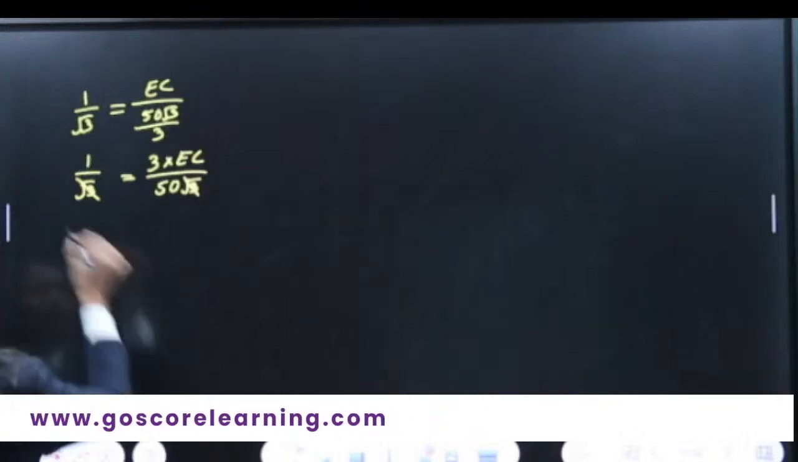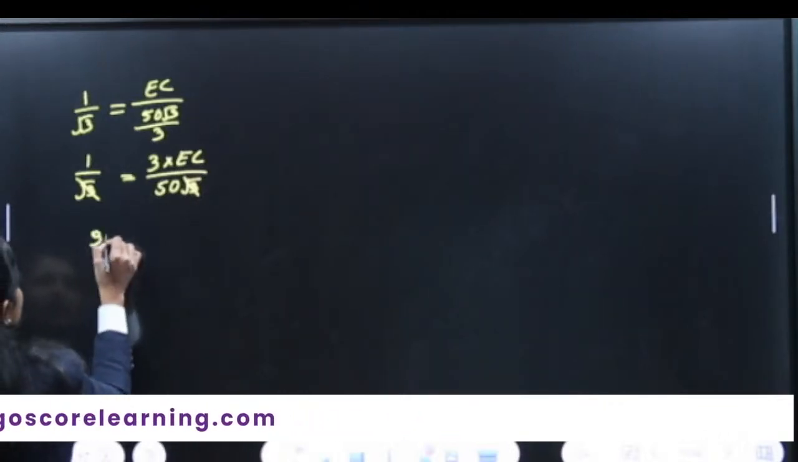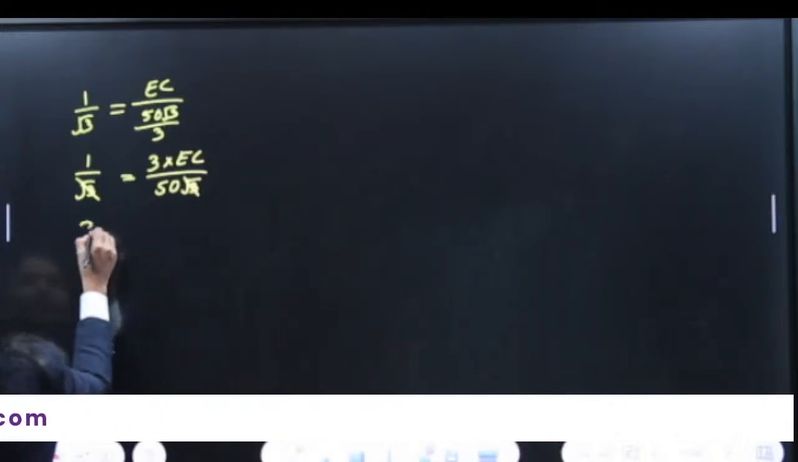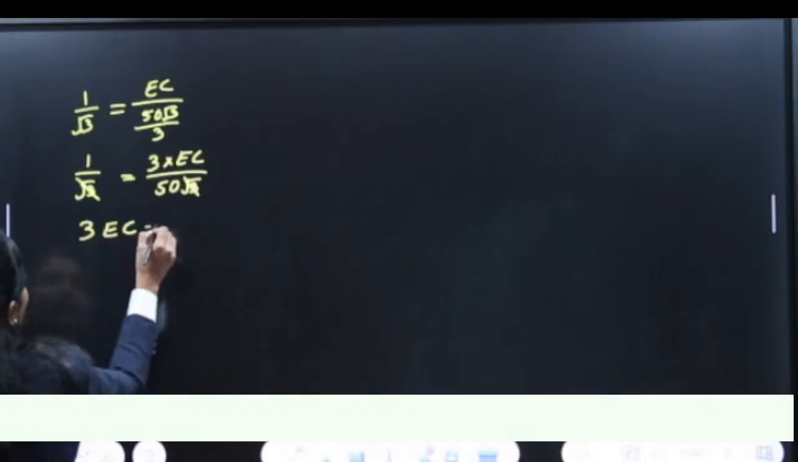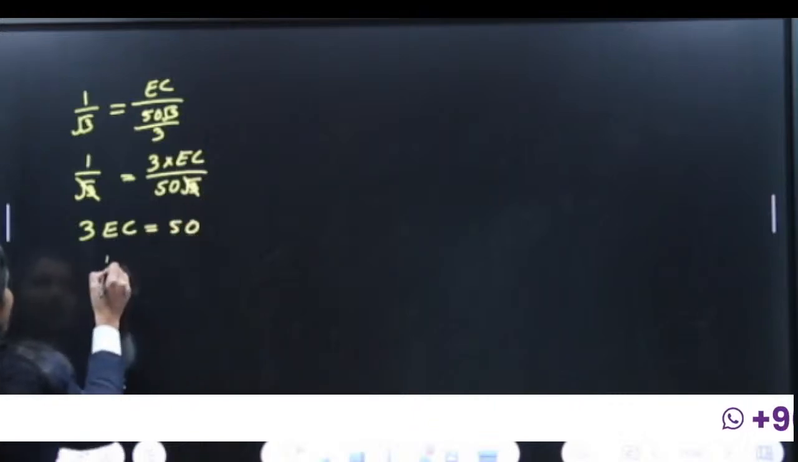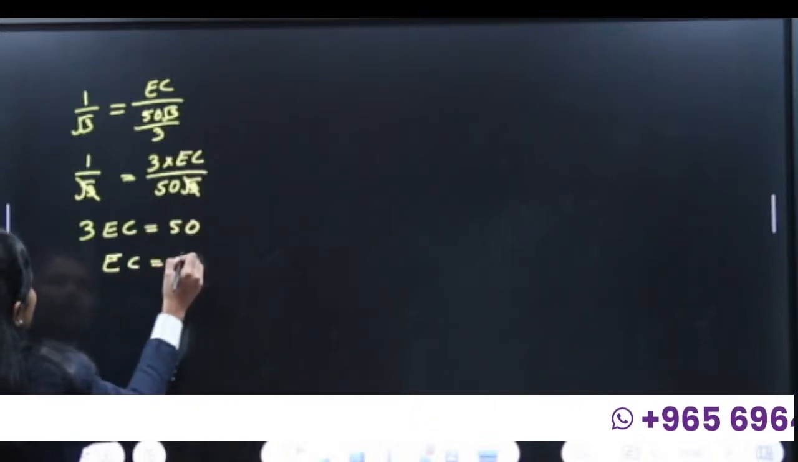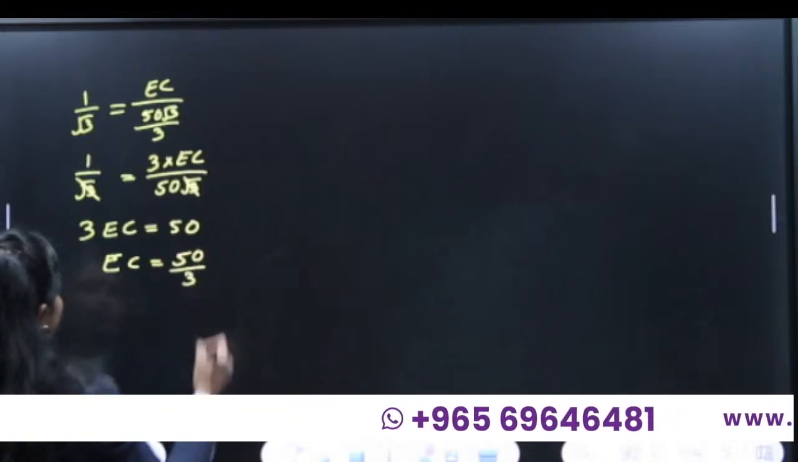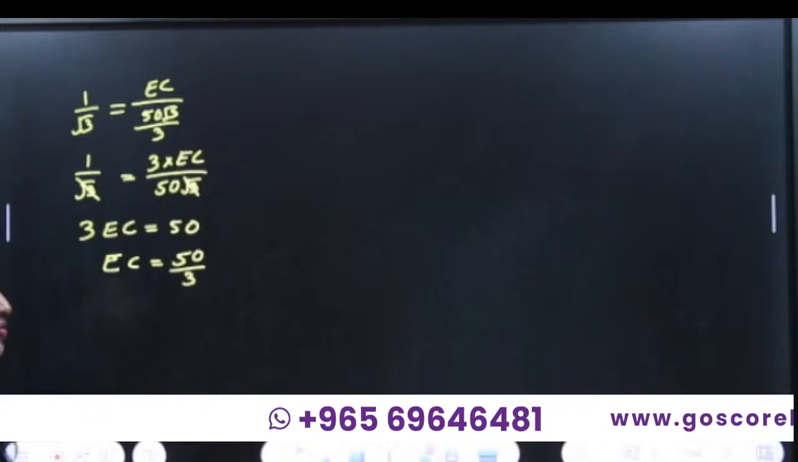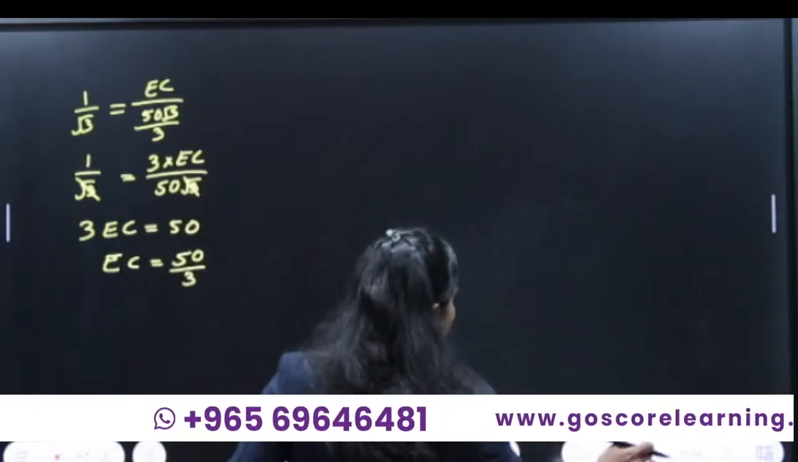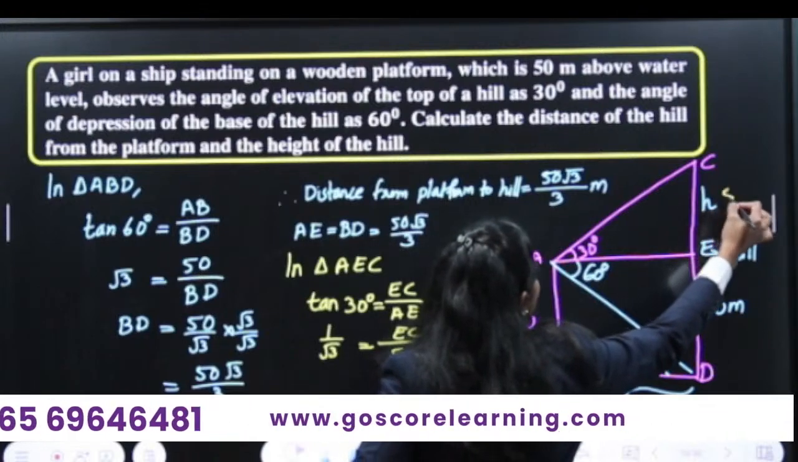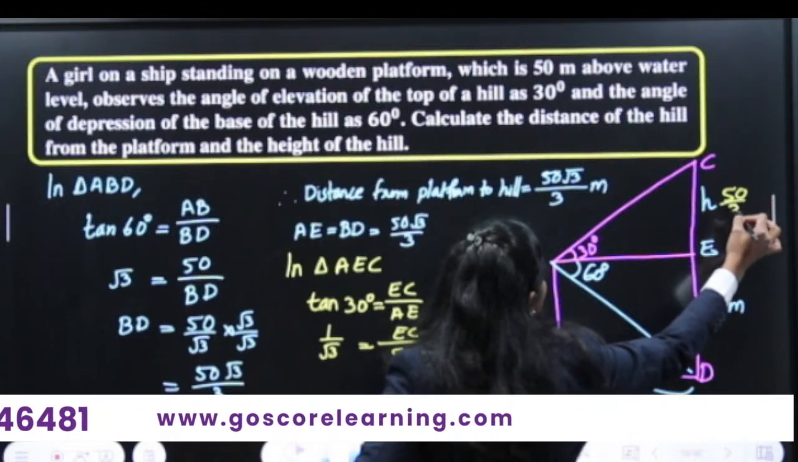Okay, now cross multiply. So we'll get 3 EC is equal to 50. So EC is equal to 50 divided by 3. Okay, so EC is 50 divided by 3. Now EC, that means our height H is 50 divided by 3.